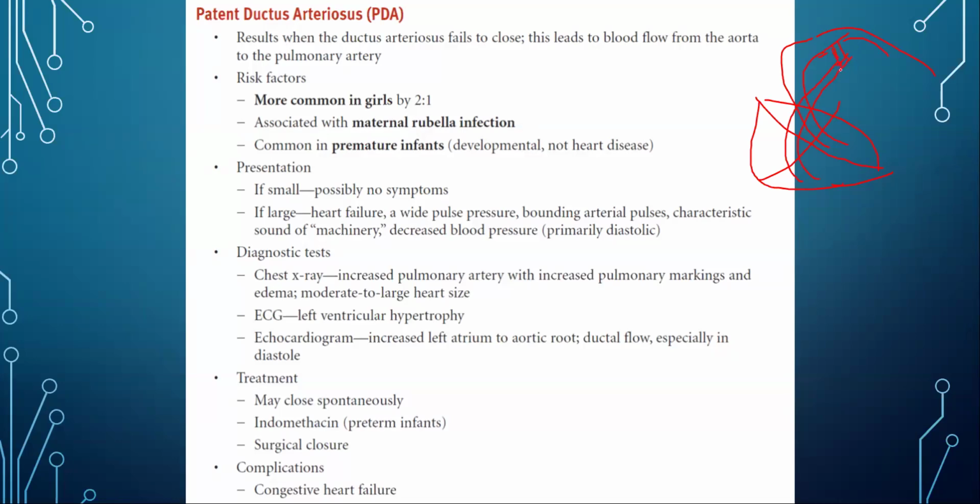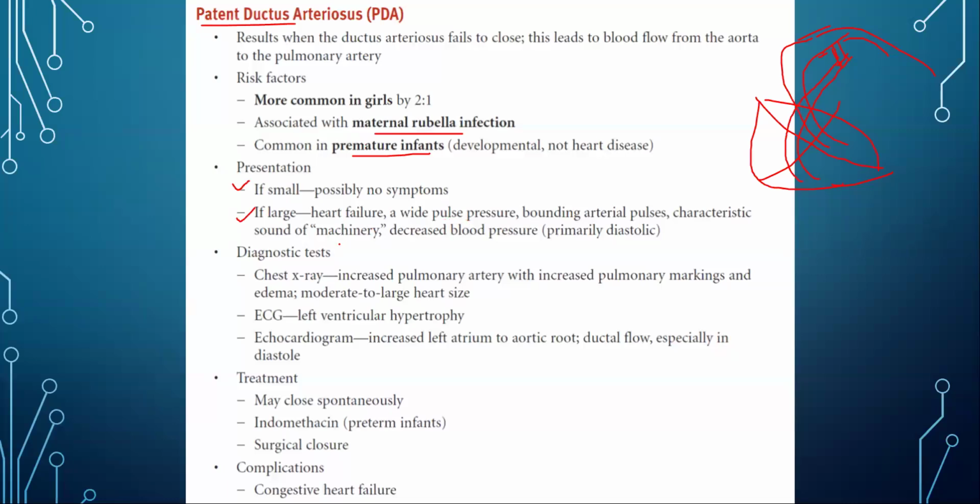Ductus arteriosus connects the pulmonary artery with the aorta, right? So if this ductus arteriosus doesn't get closed after birth, that is called PDA, patent ductus arteriosus. Common in children with rubella infection or premature babies. If it is small, it might not cause any symptoms. But if it is large, the symptoms will be heart failure symptoms: shortness of breath, feeding difficulty, exercise intolerance, everything.